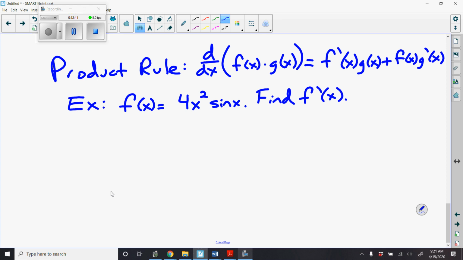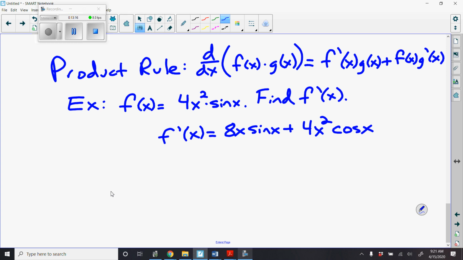Okay, so I notice here that I have a product of 2 functions. F of x can be thought of as 4x squared times sine of x. So f prime of x, then, I have to do the derivative of the first, which is 8x times the second, sine x, plus the first, 4x squared, times the derivative of the second, cosine x. The product rule is pretty easy, but we have to remember it and use it anytime we are doing the derivative of a product of 2 functions.